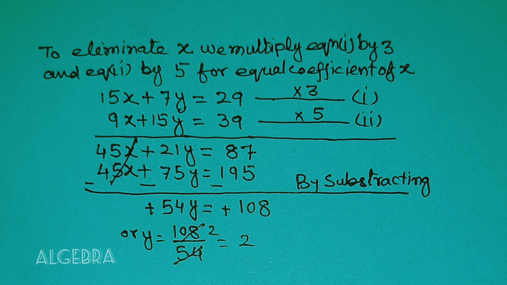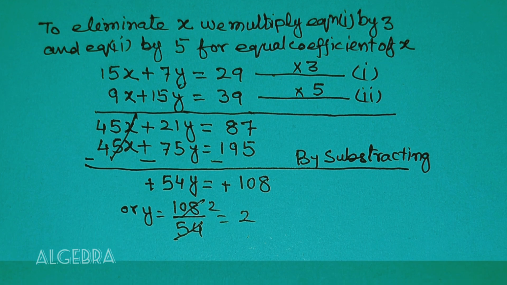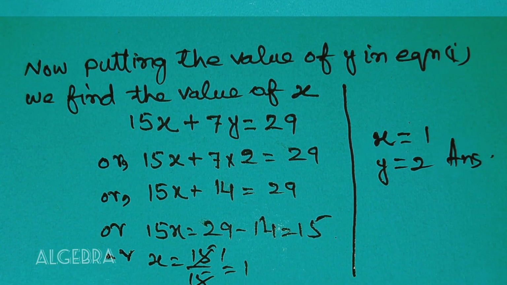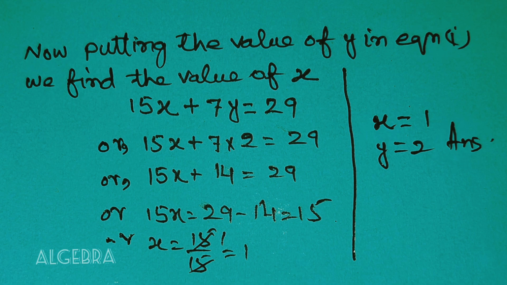and 45x plus 75y is equal to 195. By subtracting, 54y is equal to 108, or y is equal to 108 by 54 is equal to 2. Now putting the value of y in equation 1, we find the value of x.